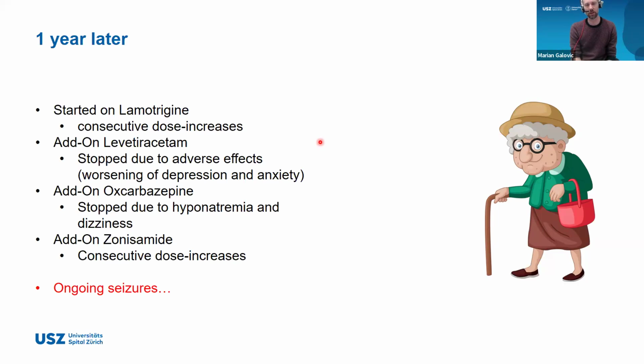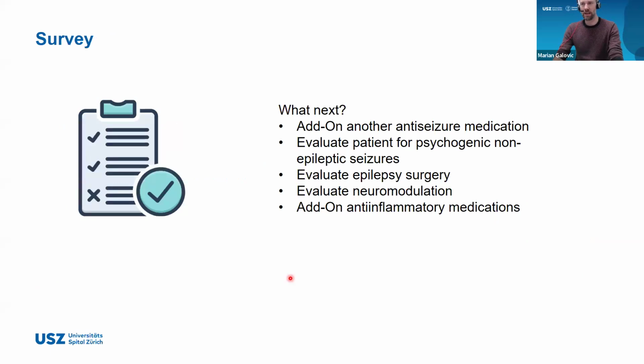So the risk of low sodium blood levels is very high, particularly following the administration of oxcarbazepine and eslicarbazepine, but also carbamazepine in older individuals. Then zonisamide was added, and she had consecutive dose increases, but she still has ongoing seizures. So what would you do next in this case?